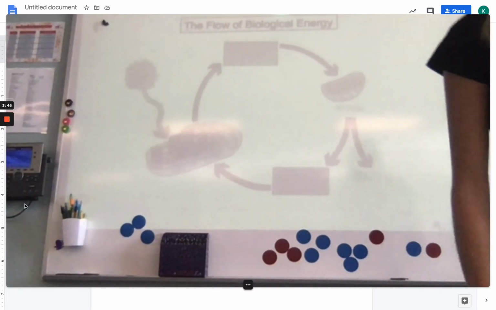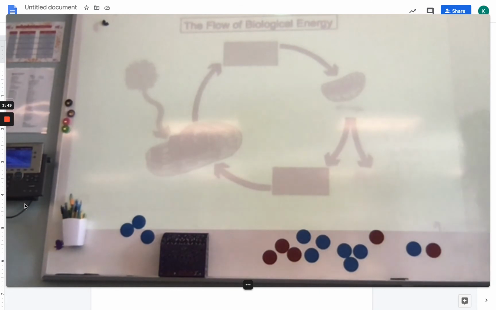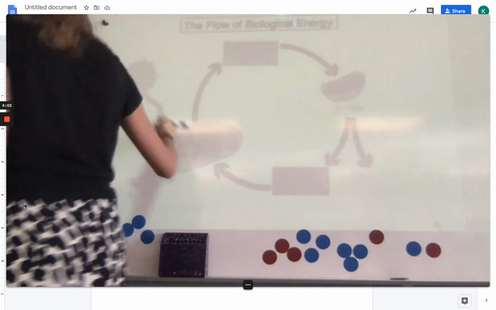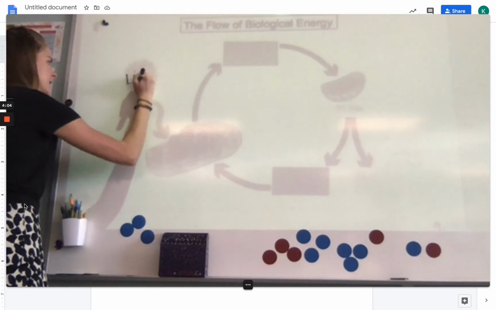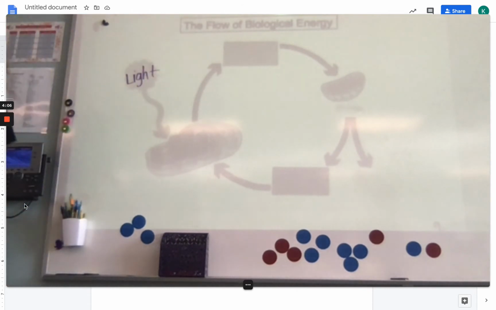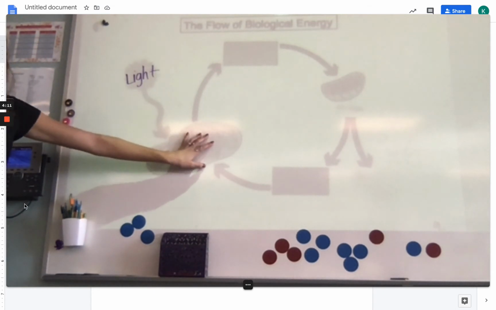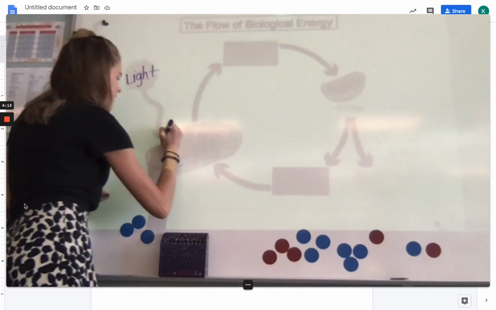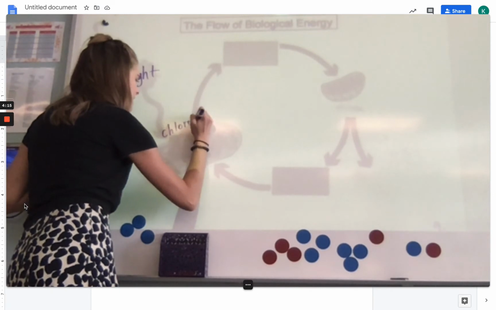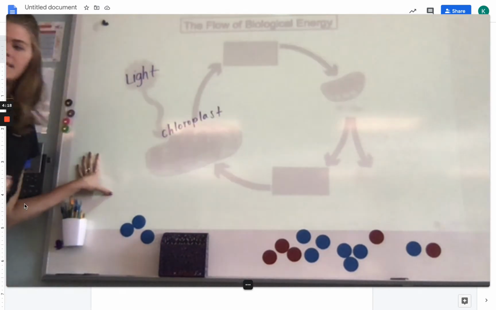For our next little section of notes, we're going to be talking about the flow of biological energy, and I'm going to take these notes directly on the board. So you should all have this image in your note packet, and we're just going to show how energy moves throughout the world. Okay, so we're going to start here with light. This is light. Okay. And we know that light comes in to what? This is our chloroplast. Our chloroplast is the thing in plants that's collecting the light.